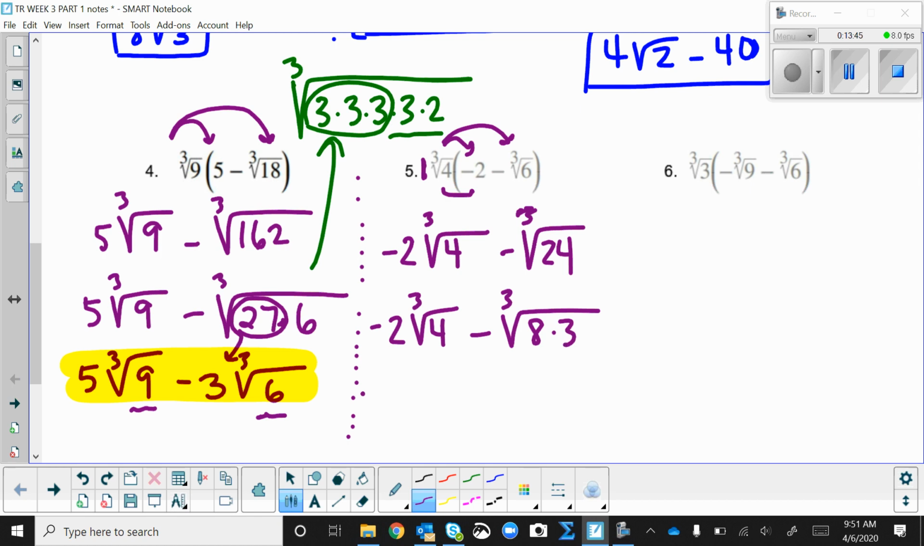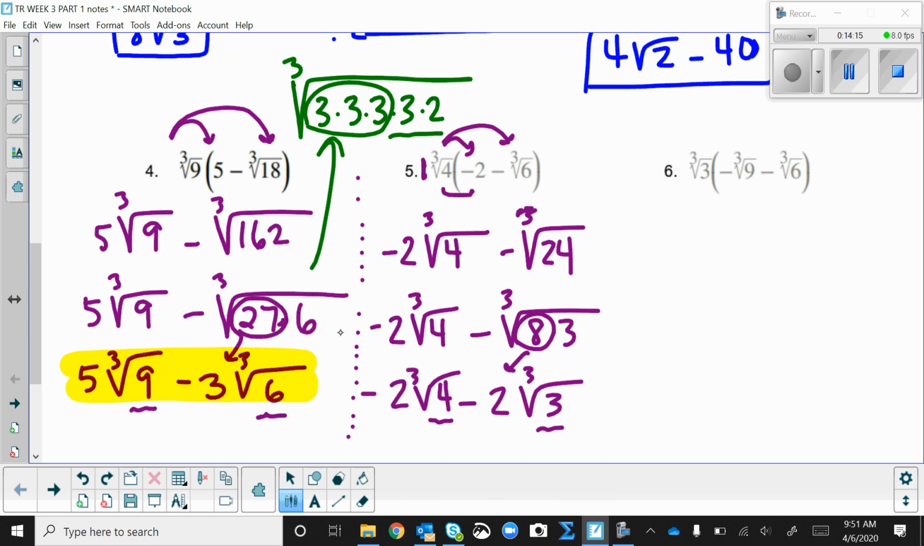So then the next step looks like this. The cube root of 8 is 2, so we bring that outside. So -2 cube roots of 4 minus 2 cube roots of 3. And we cannot combine, we cannot actually do that subtraction because their radicands are different, the 4 and the 3. So we're just done here. All right, pause the video and try the last problem.